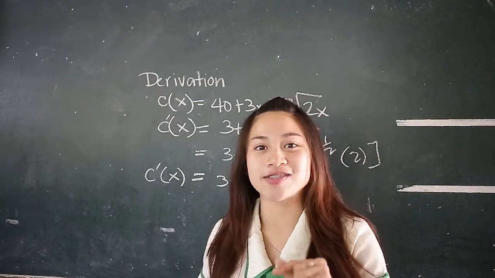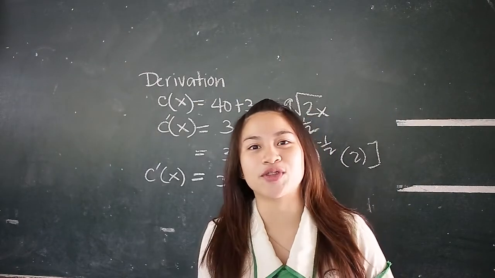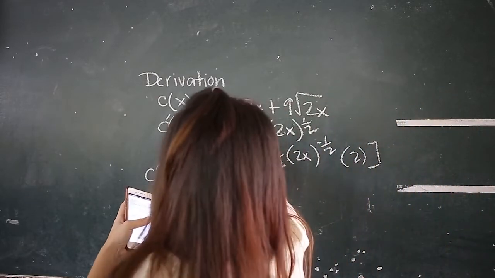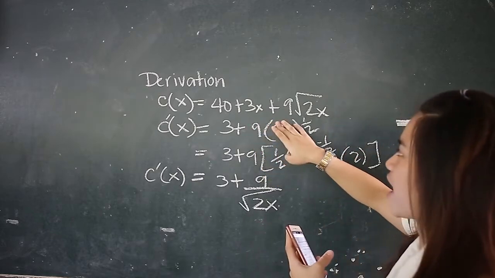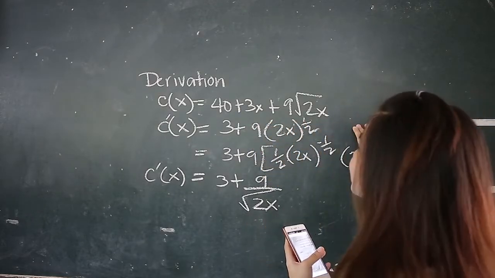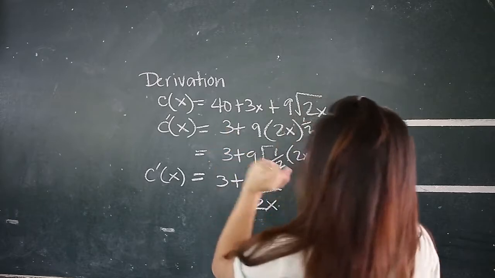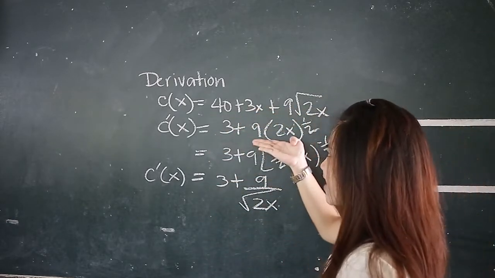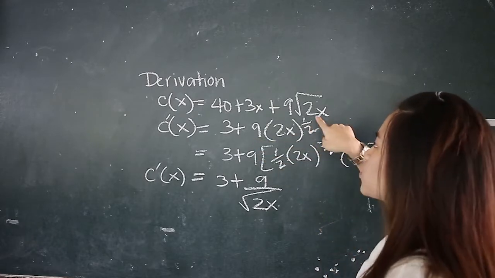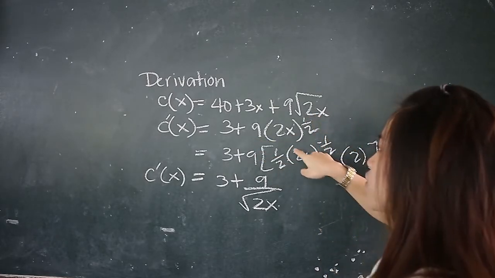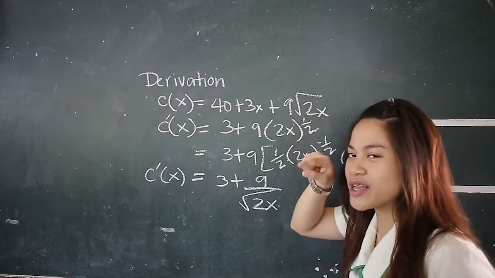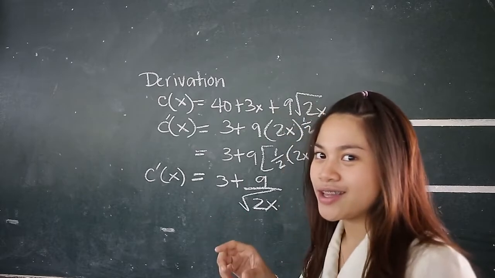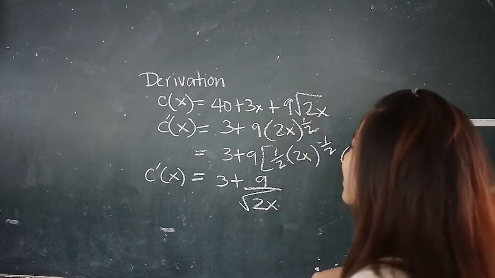Okay, so in order for us to solve the first problem, we are going to differentiate the given. So this is the given: C of x is equal to 40 plus 3x plus 9 square root of 2x. So we derive this and we get 3 plus 9 times the derivative of square root of 2x. That becomes 2x raised to the power of 1 half, because another way of stating it is square root of 2x.